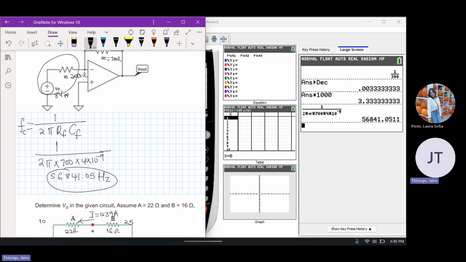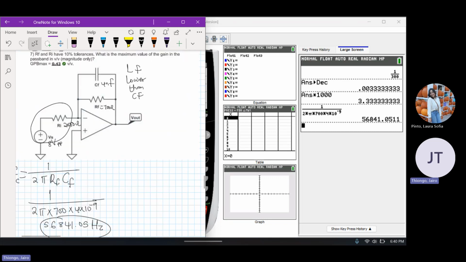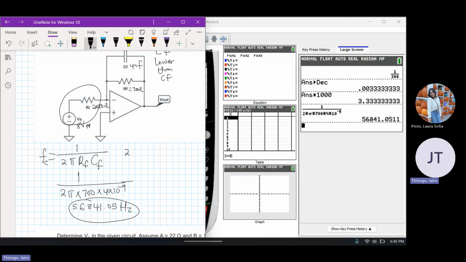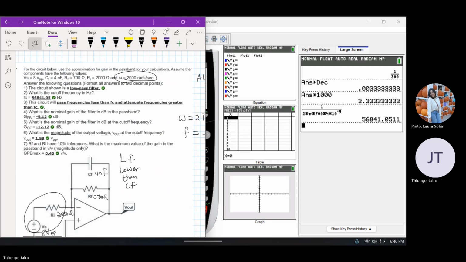If you want to find, say, FC in rads per second, you just have to do 2 pi F, which is the same as W equals 1/(RF CF). So you just have to manipulate it. You manipulate it using this equation. On to our next problem.